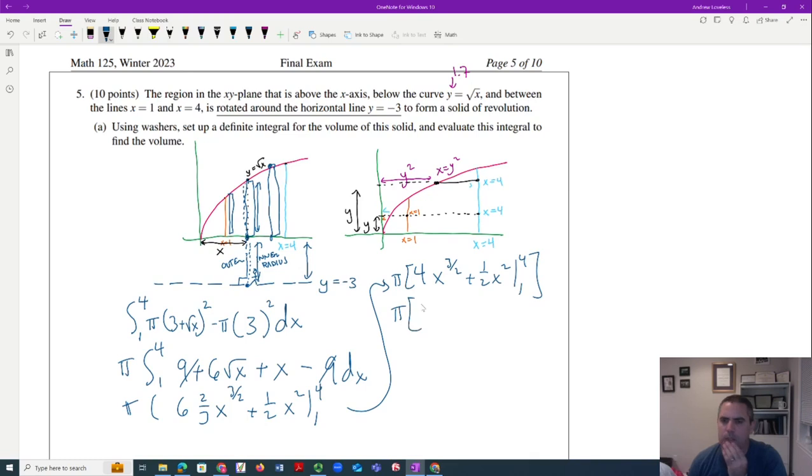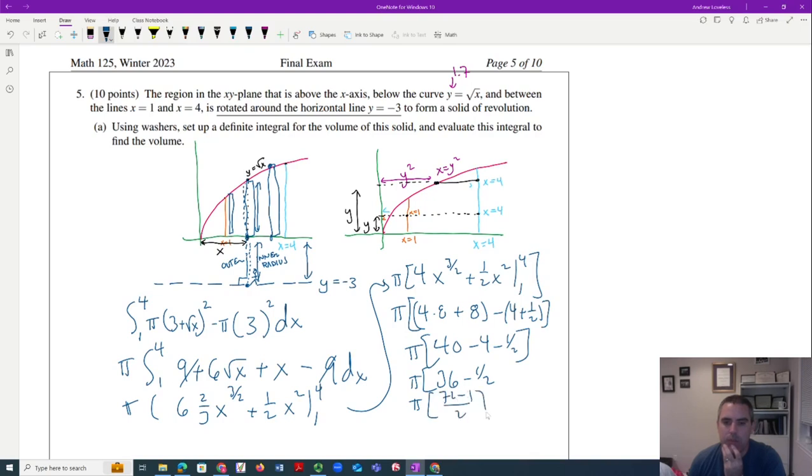And then when you plug in the 4, you get the square root of 4, so it's 8. So 4 times 8 plus 16 over 2, which is 8, minus 4 plus 1/2. So we get pi times 40 minus 4 minus 1/2. So we get pi times 36 minus 1/2. Twice 36 is 72, so 72 minus 1 over 2. 71 pi over 2. Apologies if there's any mistakes in there. Please let me know. But let's get back on to the next piece.